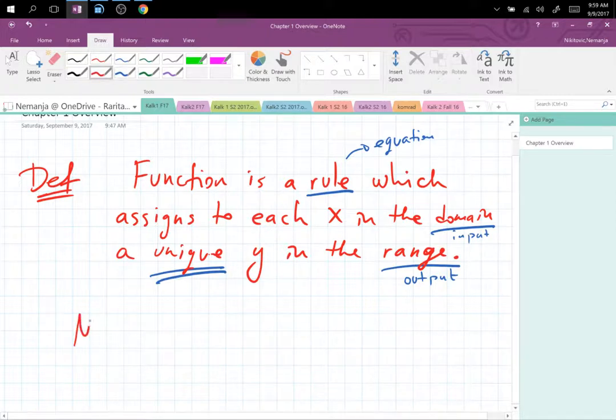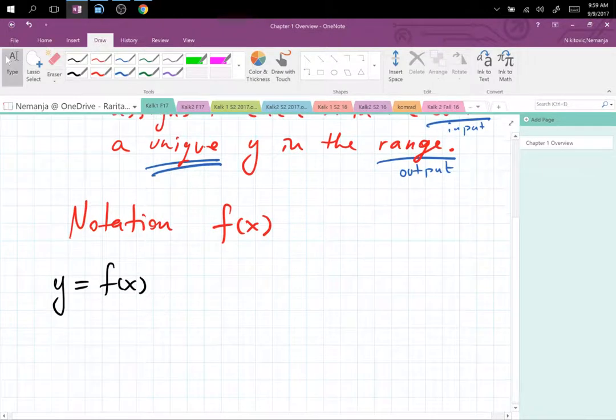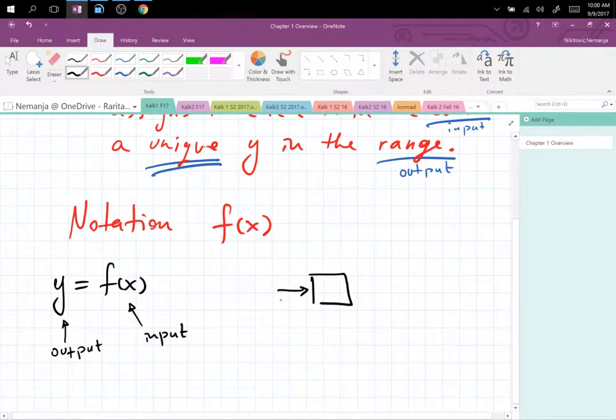Notation is f of x. And we usually say y equals f of x, where y is the output, x is the input, and the graphical representation for this would be x comes in, the function changes it into a y.